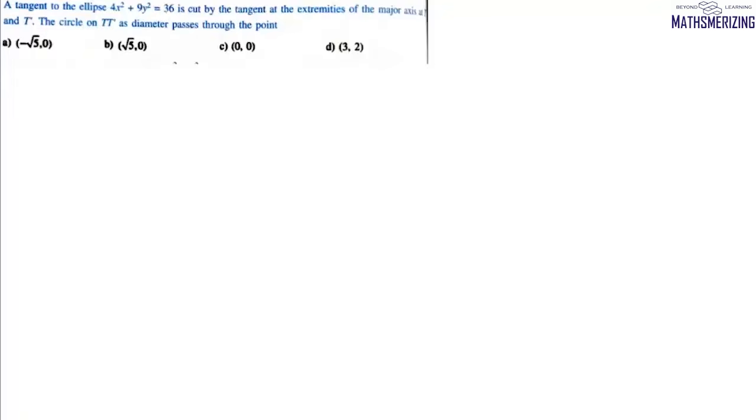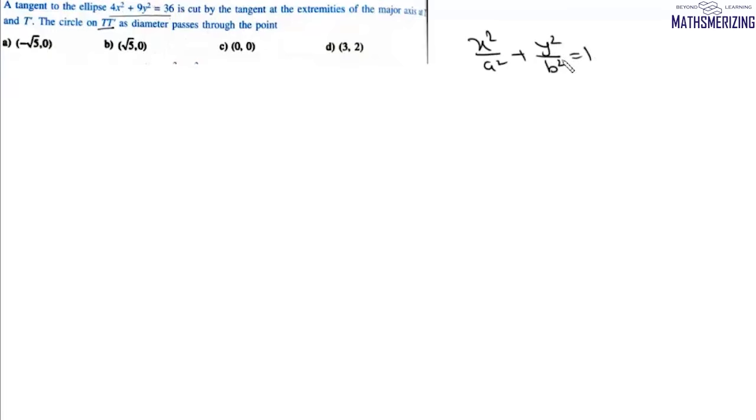Now here the question is: a tangent to the ellipse 4x square plus 9y square equals 36 is cut by the tangents at the extremities of the major axis at T and T dash. The circle on T T dash as diameter passes through the point. So rather than solving this question specifically for this equation, we'll take any general equation. Say for example, the equation is x square upon a square plus y square upon b square equals 1.